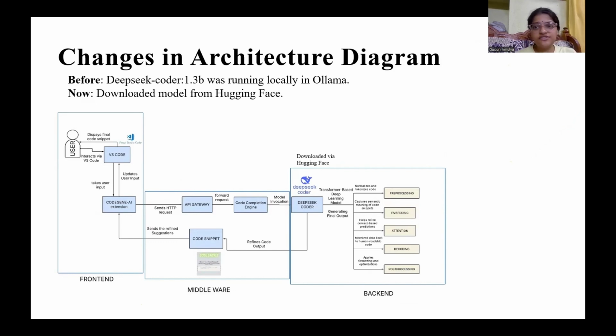So the user interacts with the VS Code editor. From there, it sends the request to the FastAPI, and then from FastAPI, it requests the DeepSeek Coder model, which is running locally on our device. Then the response will be generated, and the same will be shown to the user.